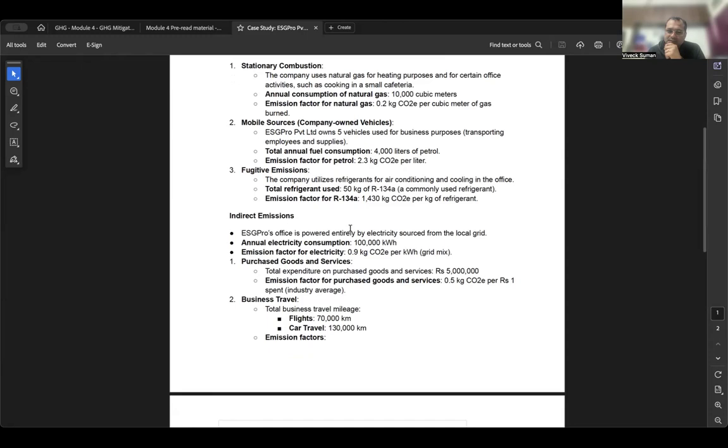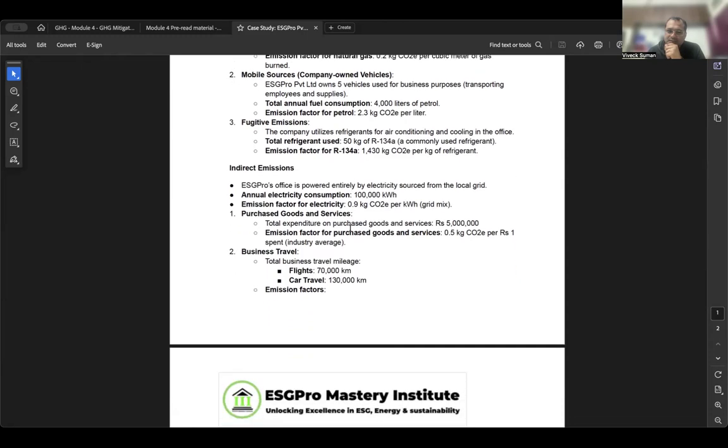In the case of indirect emissions, the ESG Pro office is powered entirely by electricity sourced from the local grid. Annual electricity consumption is about 1 lakh kilowatt-hours. Emission factor for electricity is about 0.9 kg CO2 equivalent per kilowatt-hour. It's a grid mix.